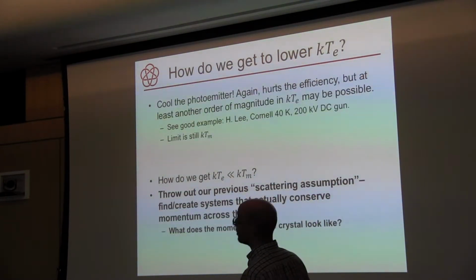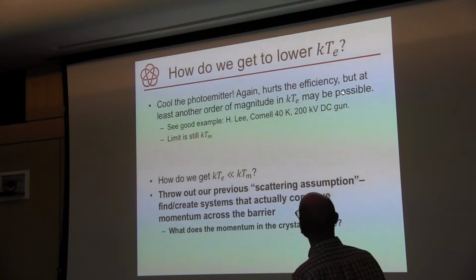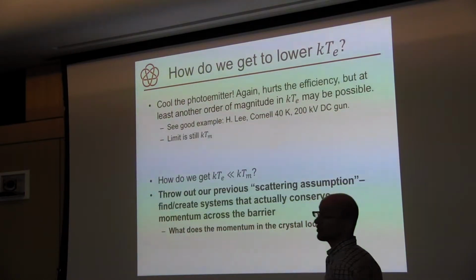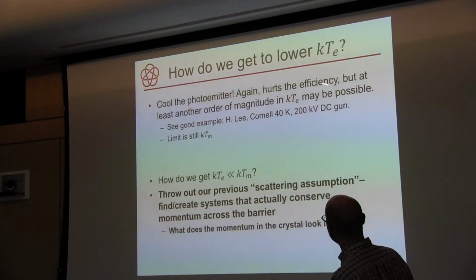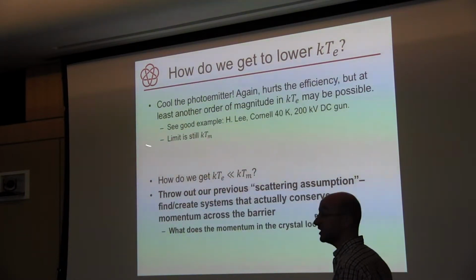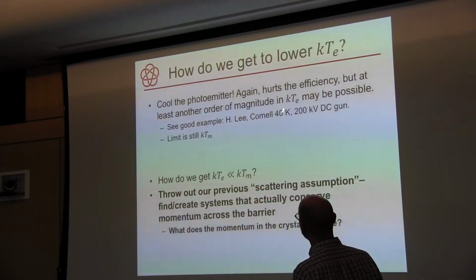So how do we get lower MTE? We have to cool the photoemitter. Again, this is going to hurt the efficiency, but we can get at least another order of magnitude in MTE, going from 300 down to, say, 30 kelvins. A good example of this we're exploring at Cornell for a low charge application. Hedy Lee has developed a 40 Kelvin 200 kilovolt DC gun. Now the limit here is still the material temperature. We still are going to be limited by the 40 Kelvin.